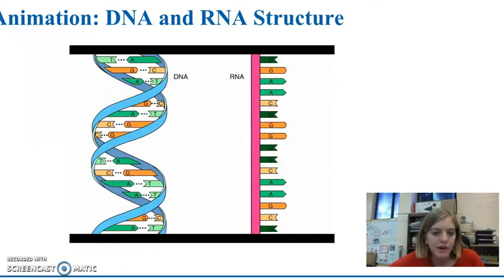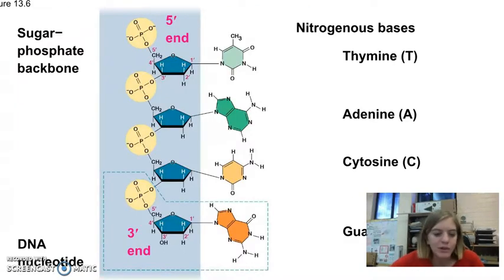So this is a picture of what we know DNA to look like. Right here you see the sugar phosphate group sides, and then the nucleotides, nitrogenous bases coming together. And here's another picture as well.